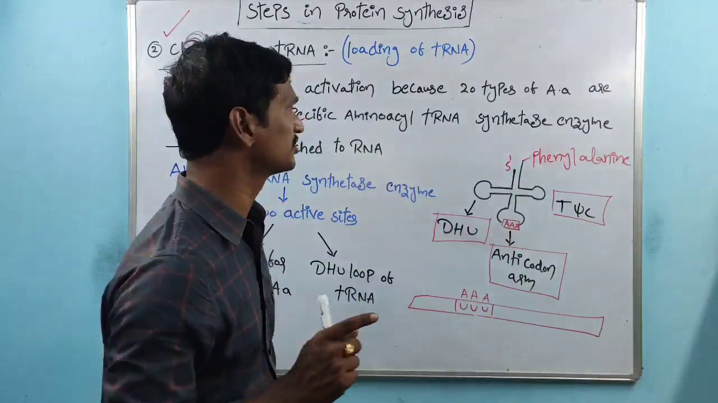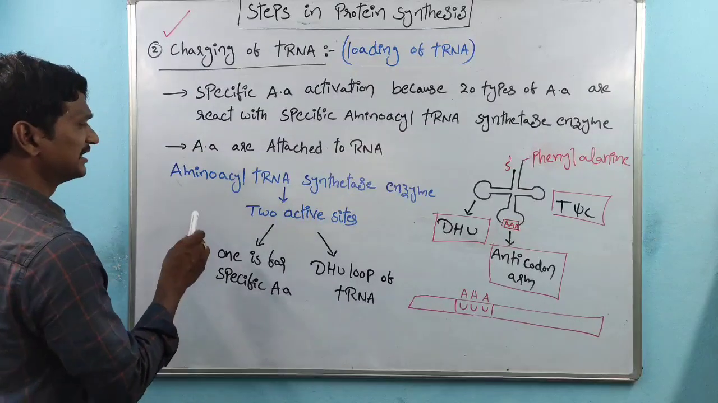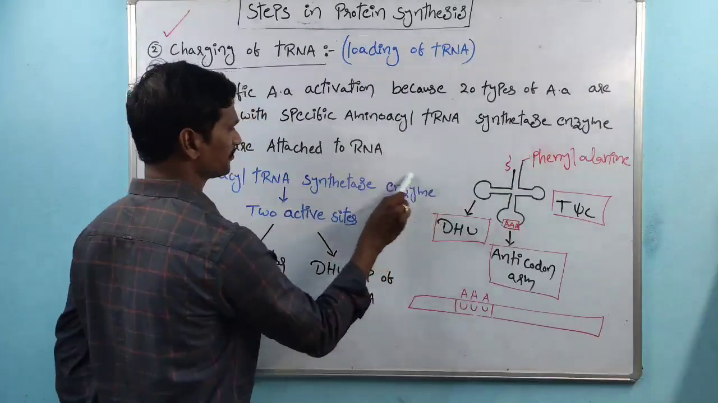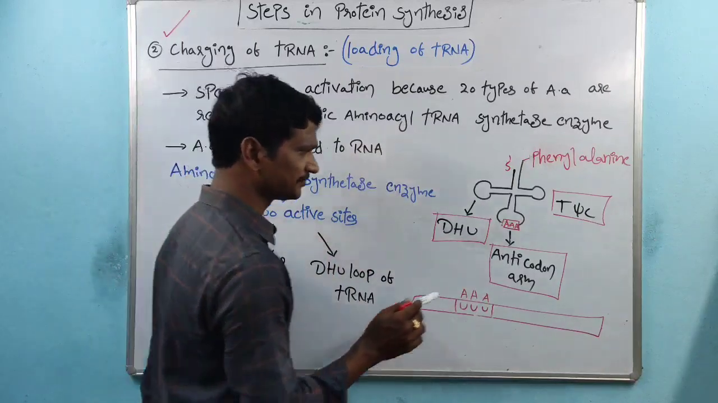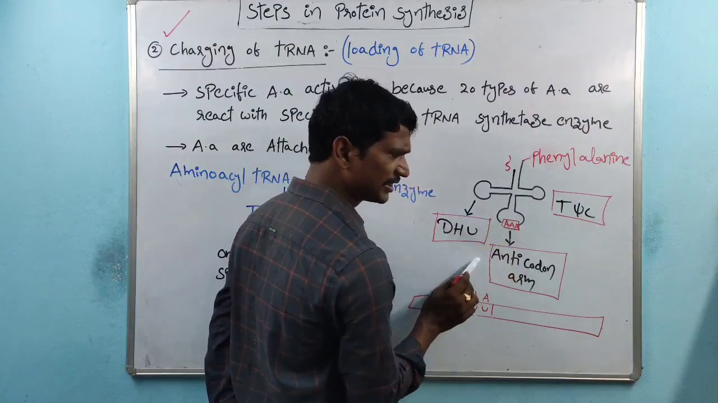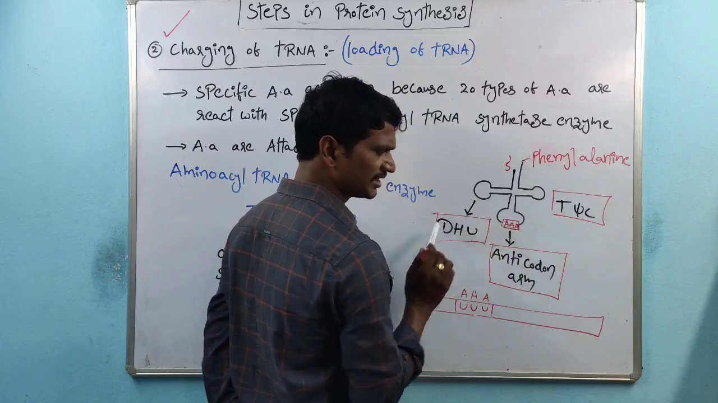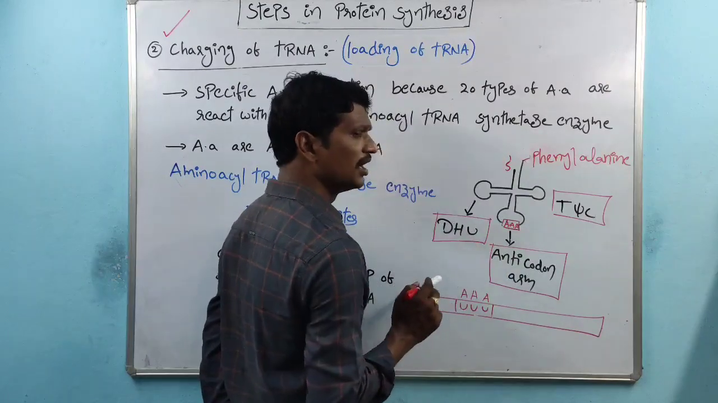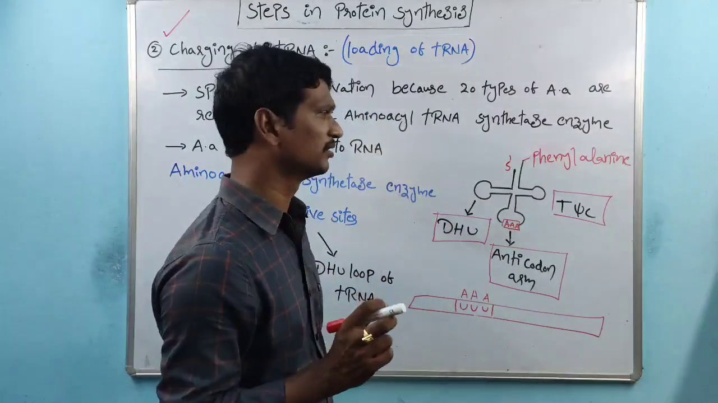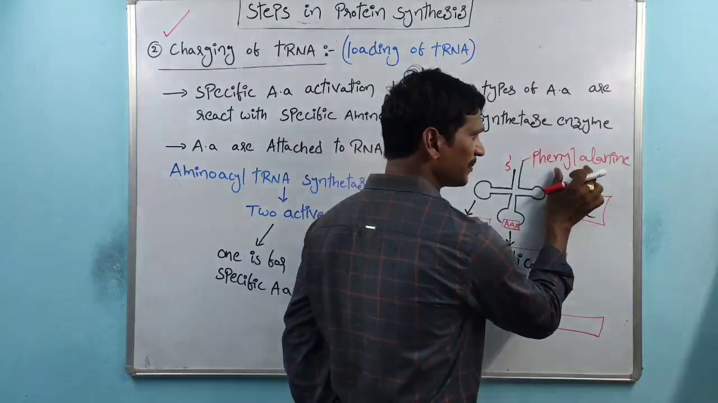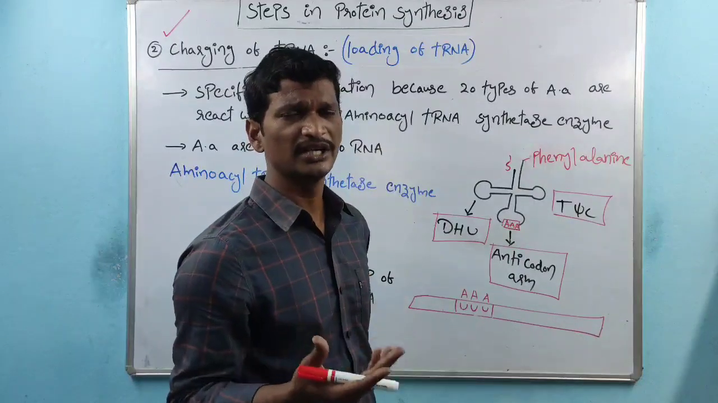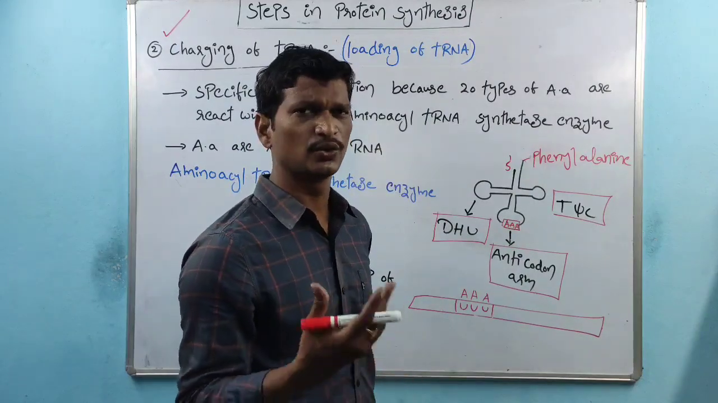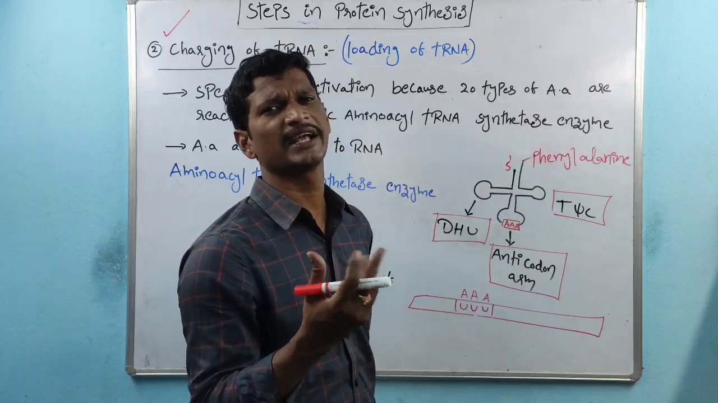And one of the important concepts is the amino acid tRNA synthetase enzyme. Sir, here a specific anticodon is there. For suppose AAA, this is the specific anticodon. How does a specific anticodon interact with only a specific amino acid? How does the tRNA have the capacity to interact with specific amino acids?